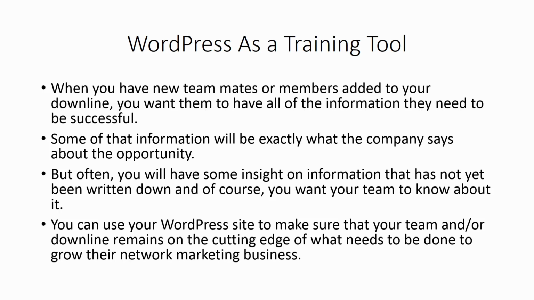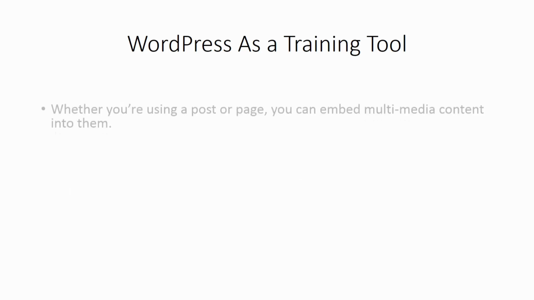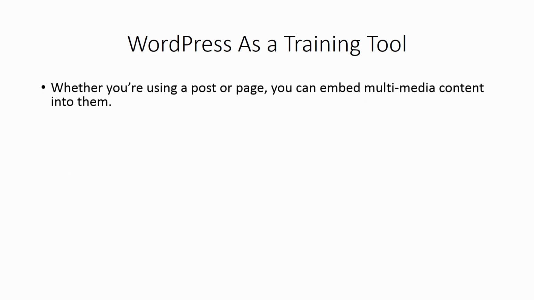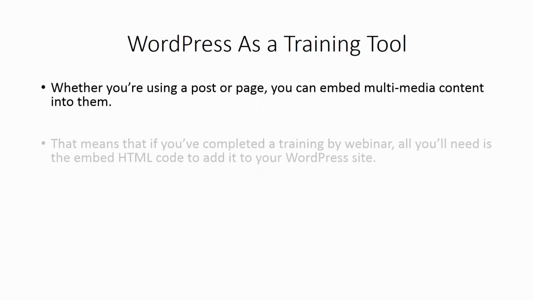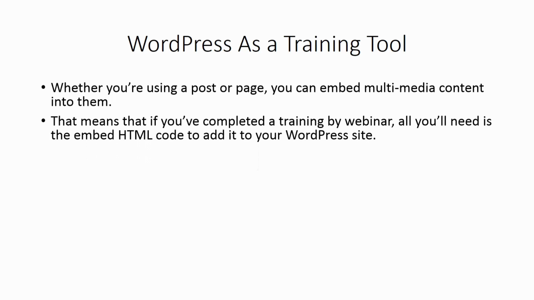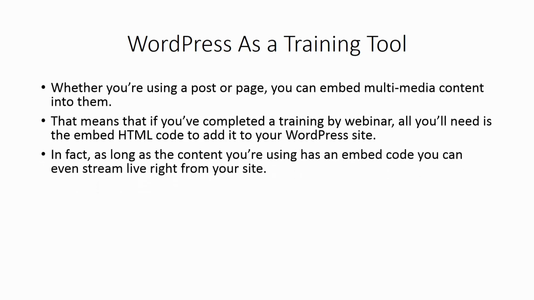You can use your WordPress site to make sure your team and your downline remains on the cutting edge of what needs to be done to grow their network marketing business. Now, whether you're using a post or a page, you can embed multimedia content into them. That means that if you completed a training by webinar, all you'll need is the embed HTML code to add it to your WordPress site. In fact, as long as the content you're using has an embed code, you can even stream live right from your site.